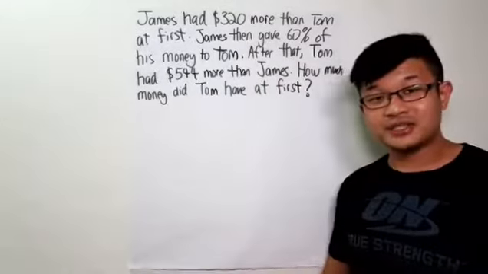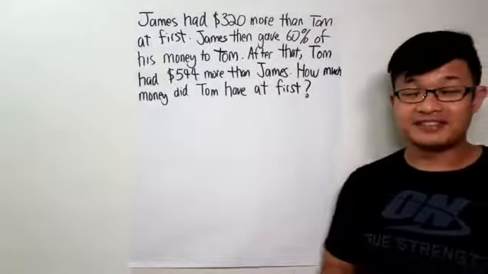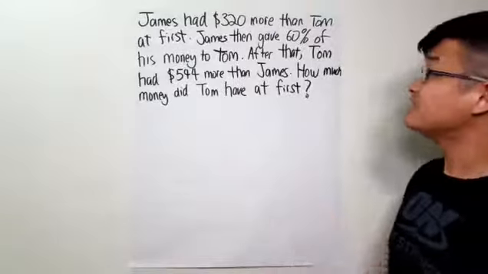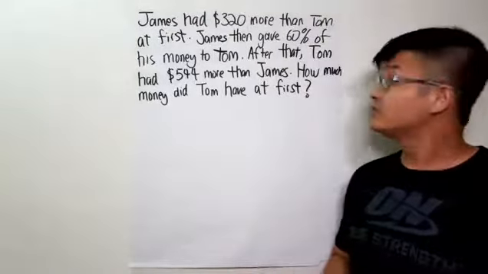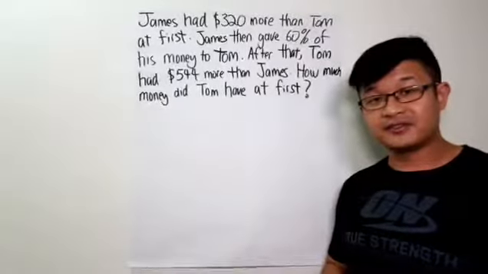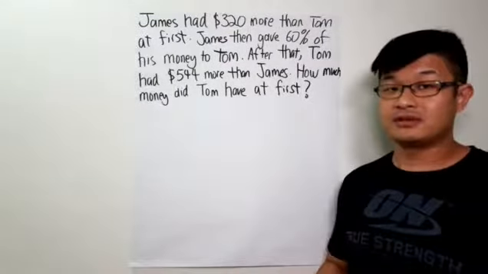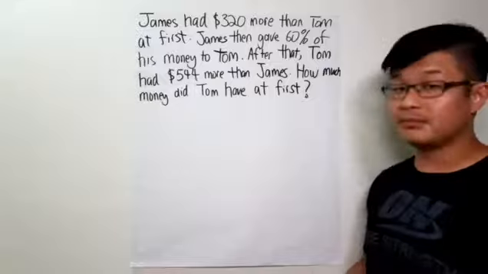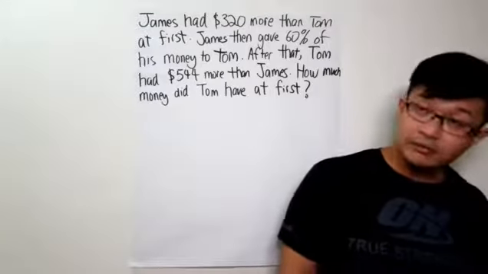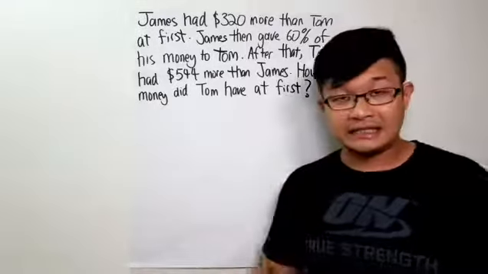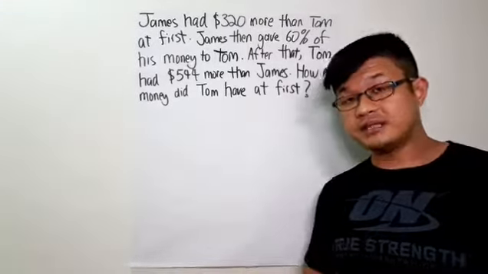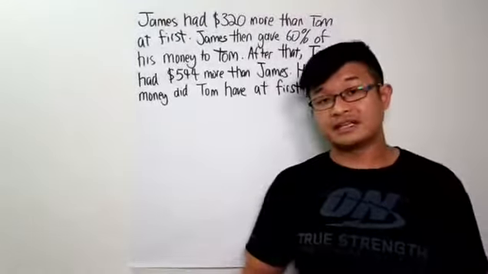James had $320 more than Tom at first. James then gave 60% of his money to Tom. After that, Tom had $544 more than James. How much money did Tom have at first? Well, for most of the question, we will start by trying to underline the keywords, the key points, so that the student can better understand.